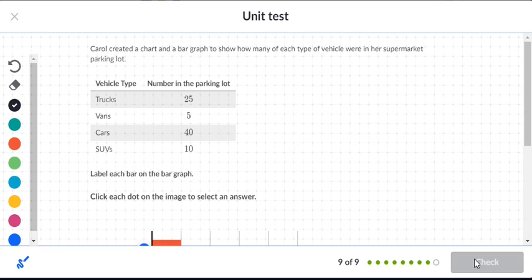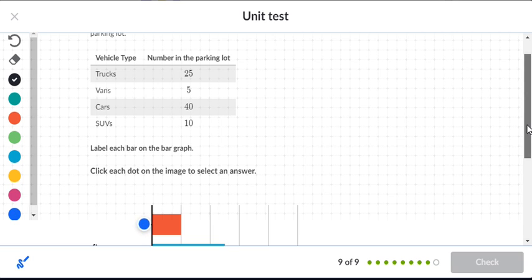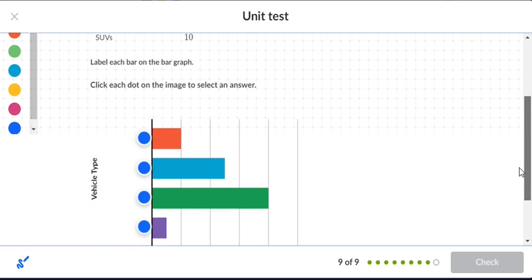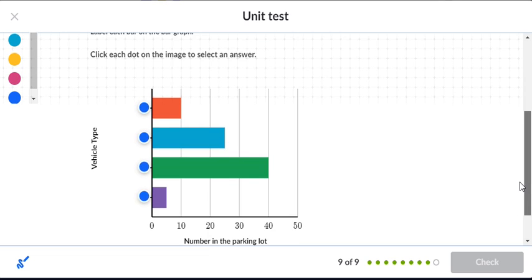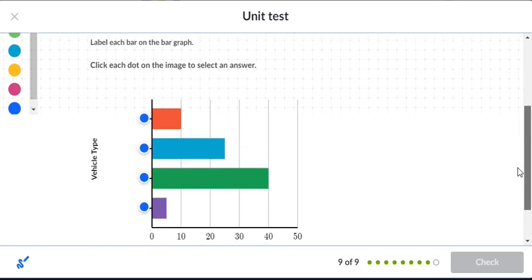Okay, Carol created a chart and a bar graph to show how many of each vehicle were in her supermarket. So she has trucks at 25, vans at 5, cars at 40, and SUVs at 10. We want to label each. So this one is a label problem here. So if we look at this, we clearly see that this one stops at 10. So let's go back and look at our graph and see, oh, okay, SUVs are at 10.